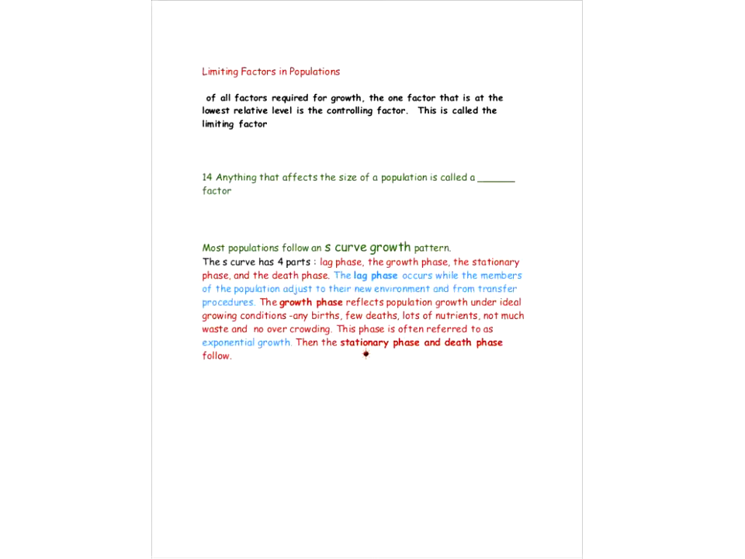So the stationary phase is when growth slows down to more just a straight line. It's not going up and up and up. And then the death phase is when the growth is actually going down.